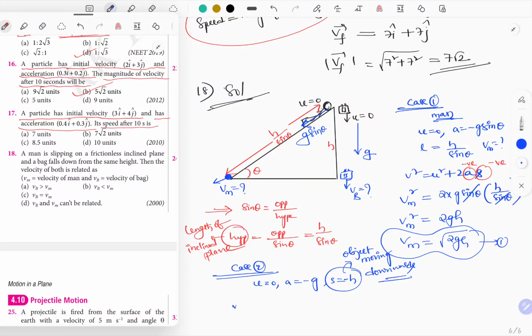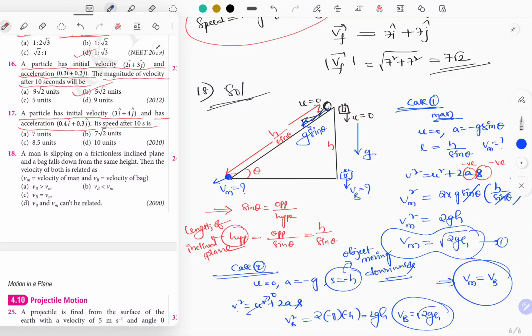Next, from v square is equal to u square plus 2as, u square is 0, so v square is equal to, this is the bag, right? So the bag's velocity square is equal to 2 times minus g into minus h. You are going to get 2gh. So finally the velocity of the bag is equal to root 2gh. From these two calculations, if you observe, the velocity of the man is equal to the velocity of the bag. This is the complete explanation.